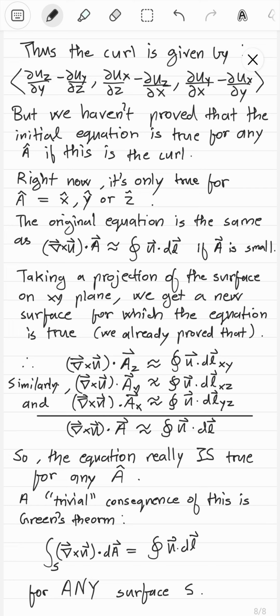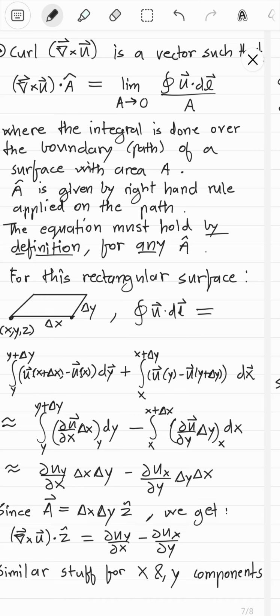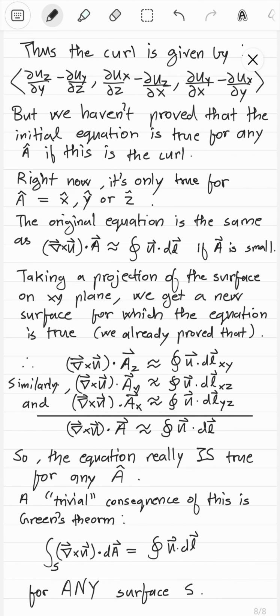But we haven't proved that the initial equation is true for any a hat if this is the curl. So if this is the curl, this should be true for any a hat, right? Because that's how we define the curl. If this is not true, then there's no point in making such a definition. So let's try to prove that this is really true for any a hat.